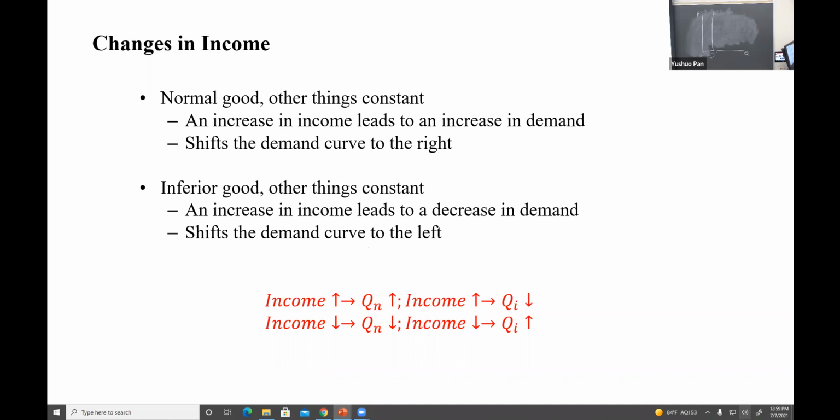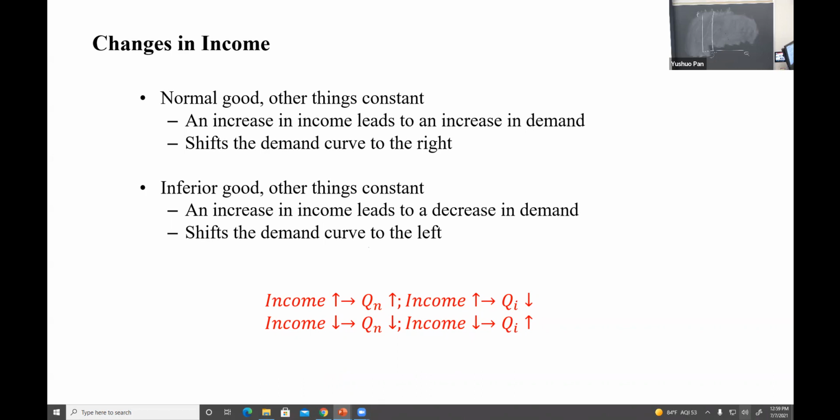If you have more income, you want to consume less of that product. Something like maybe potatoes. If you are poor, maybe you want to buy more to feed yourself. But if you are rich, you want to buy more expensive, fancy food for yourself, right?